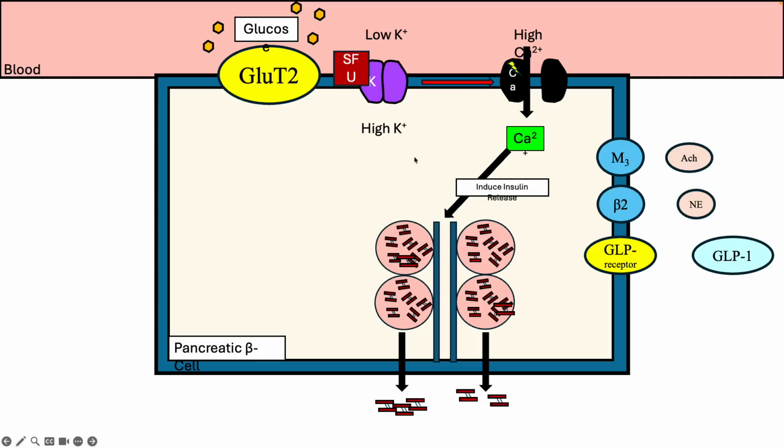So what's this picture telling us? This picture tells us that we don't need ATP, and therefore it doesn't matter if you have low blood sugar out here or high blood sugar, it's going to still release insulin. It's going to force the release.